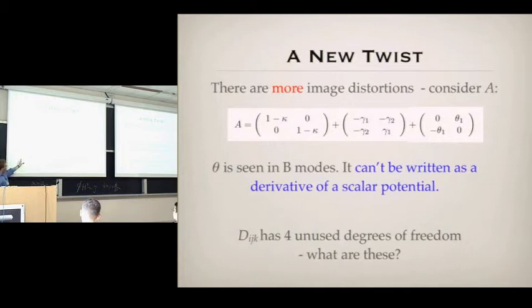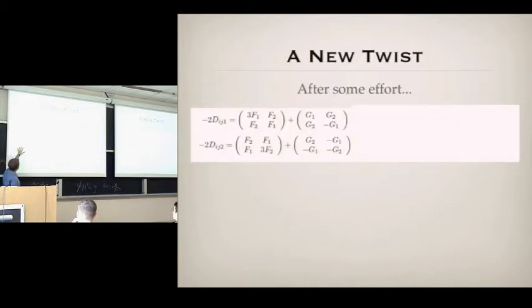D_ijk, which is the next level, has 4 unused degrees of freedom. Remember, there were 8 things in that object, and we've only used 4 of them: 2 components of 1 flexion, 2 components of 3 flexions. So what are the others? Well, after quite a bit of effort, they're what we already knew.